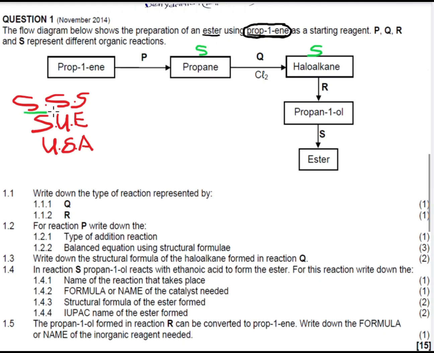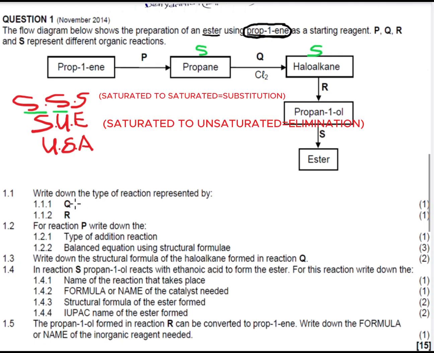It is also saturated. So from saturated to saturated, what is that, guys? Look at the triple S, SU, USA. From saturated to saturated, we know it is going to be substitution. So the type of reaction represented by Q is substitution. Easy like that, guys. You don't have to stress yourself. Q is substitution because it's the triple S: from saturated to saturated, it is substitution.